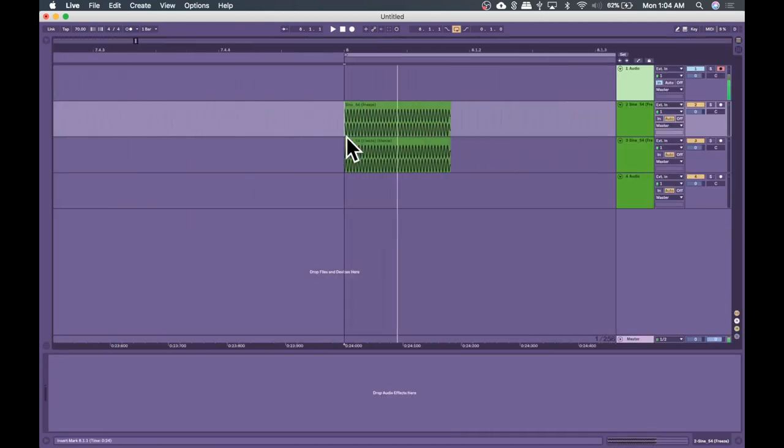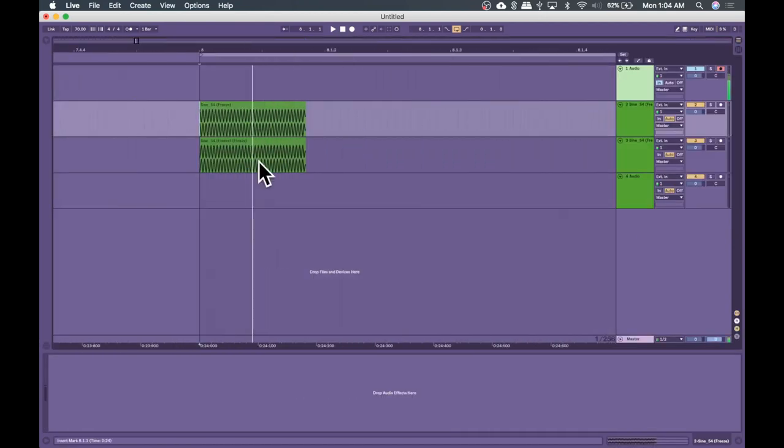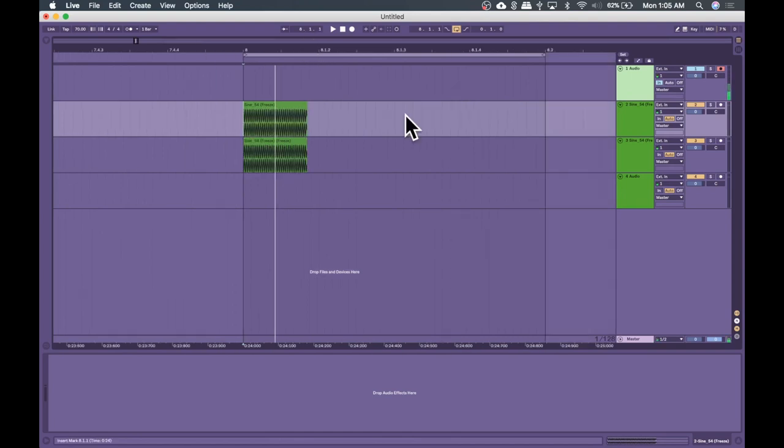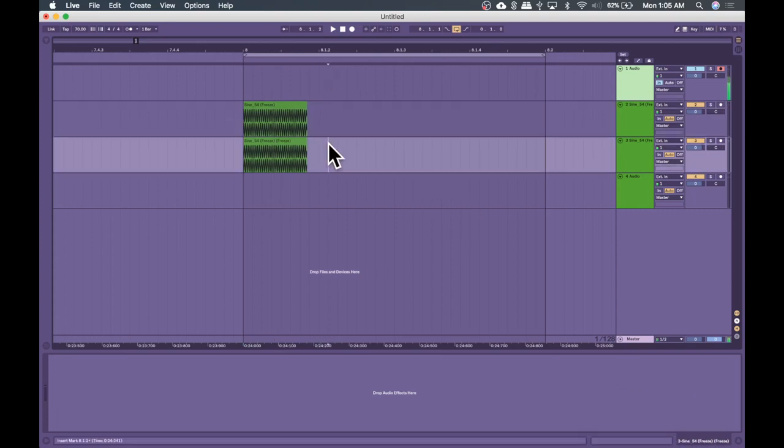So when we have one wave function and then we have its exact opposite added together, the result is negative infinity. The result is nothing. So it's the equivalent of saying 10 plus negative 10 equals zero. This is something that happens quite frequently by accident, and it's important to think about during the mixing process. Sometimes just simply flipping the phase on any given track can be extremely helpful.